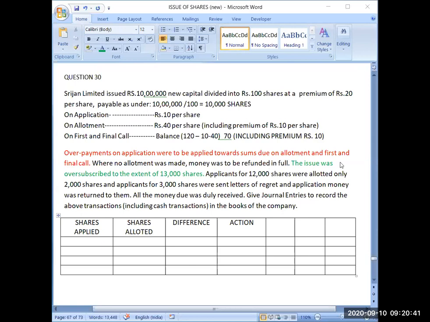Now see, this sentence is not telling you the number of applications. This question is telling you that whatever you have issued, it is oversubscribed by 13,000 shares. It is saying how much it is oversubscribed. It is not telling you how many applications you have received. So now you know that you have issued 10,000 shares. And if the question is saying that your issue is oversubscribed to the extent of 13,000 shares, that means you have received applications for 23,000 shares. Yes, this point is also clear.